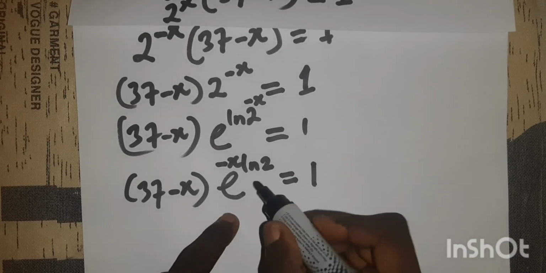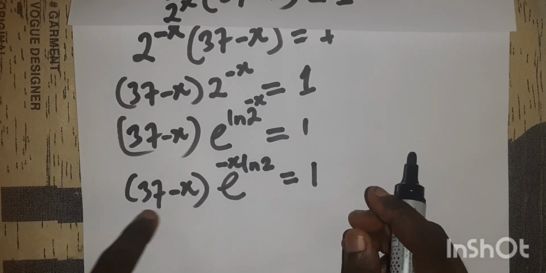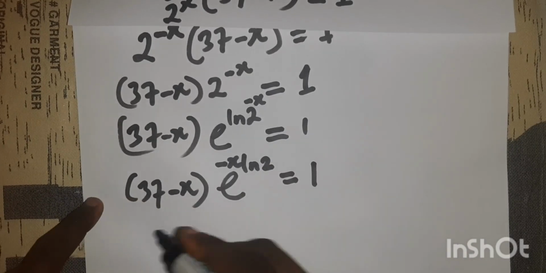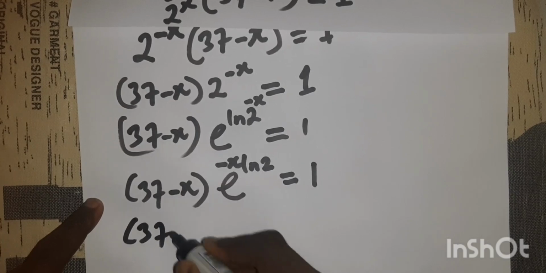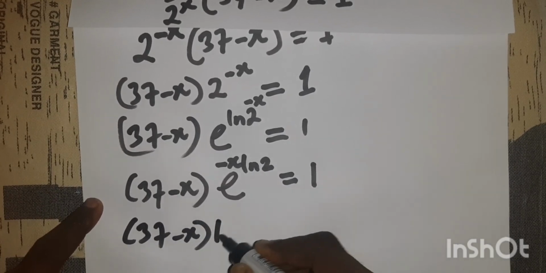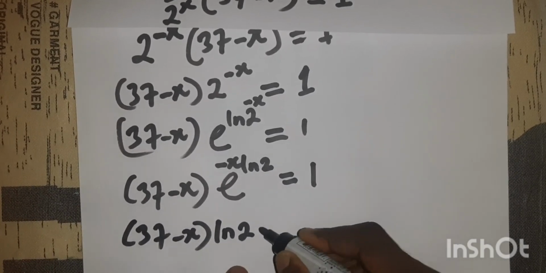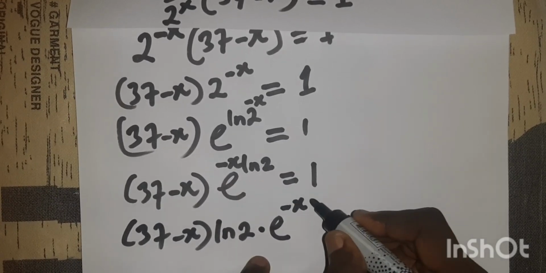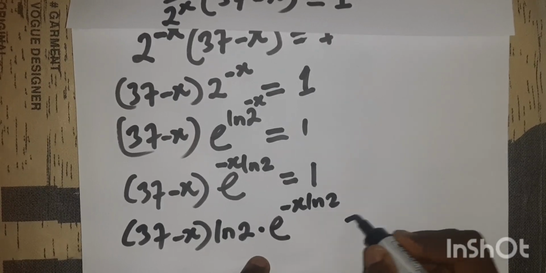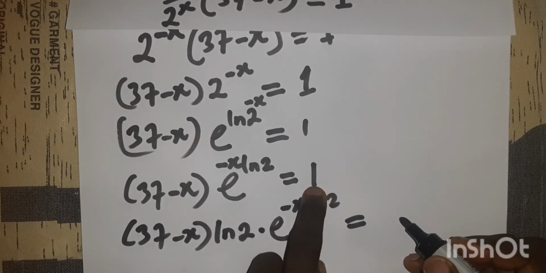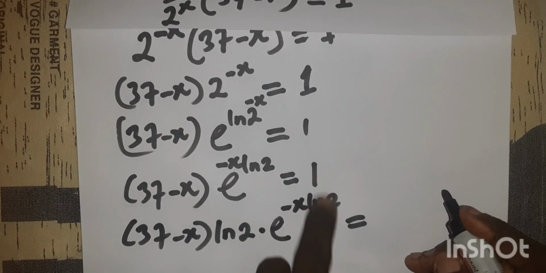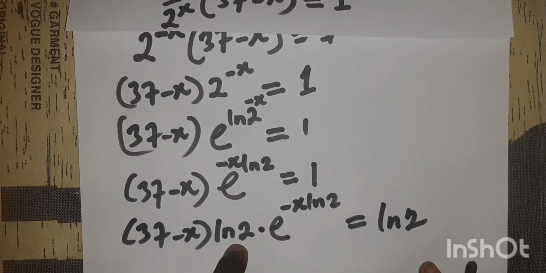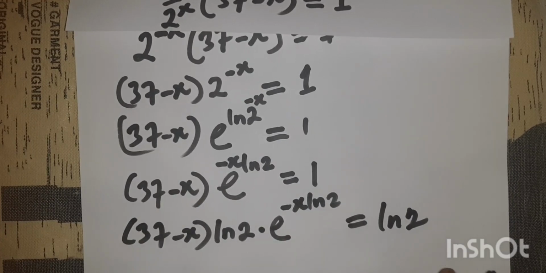So we can multiply the left hand side and right hand side by ln of 2, and let's see where it leads us. So multiplying here by ln of 2, I now have 37 minus x times ln of 2, then times, I still have my e raised to the power minus x ln of 2 then equals to, I have 1 on the right hand side, so ln of 2 times 1 still gives me ln of 2. So successfully I've multiplied ln of 2 on both sides.